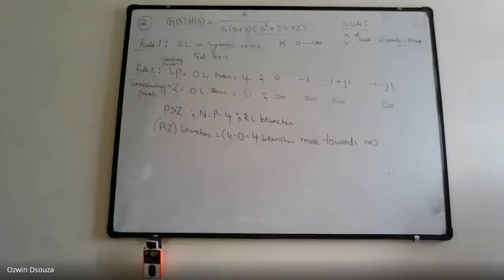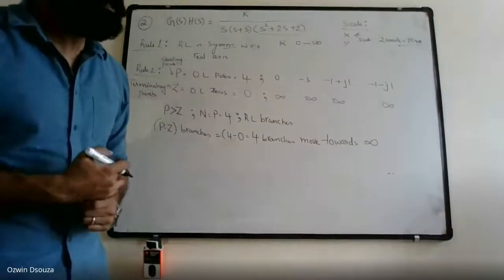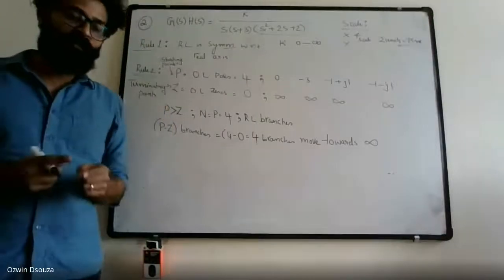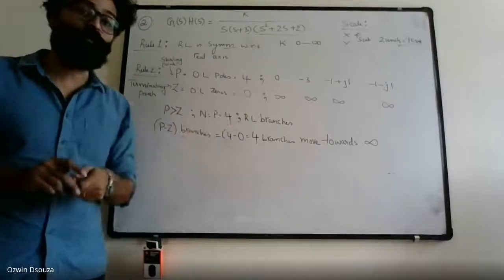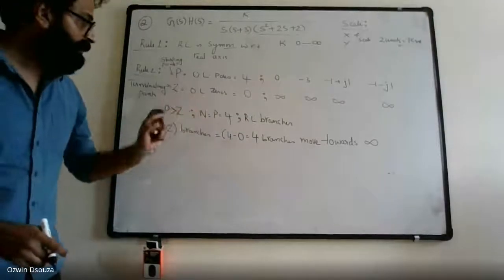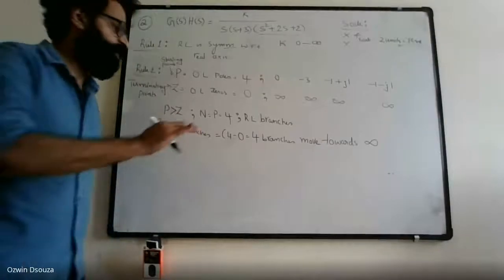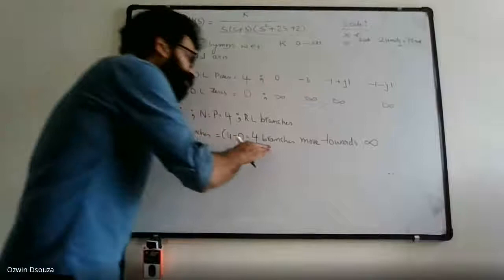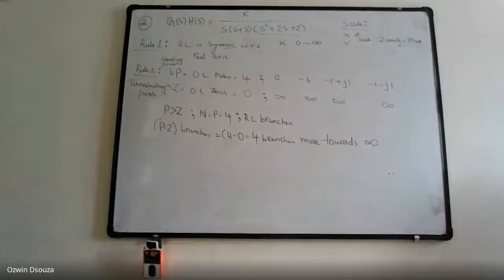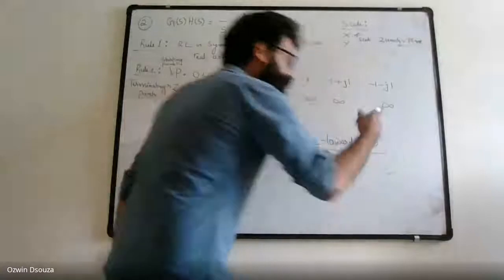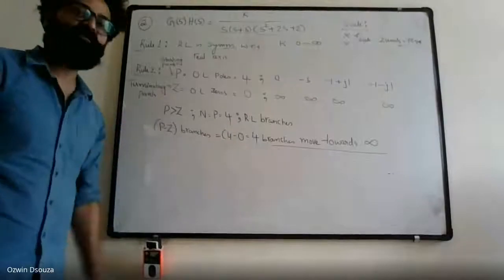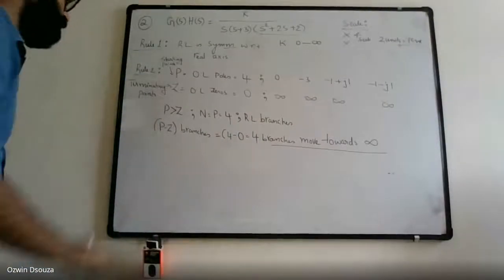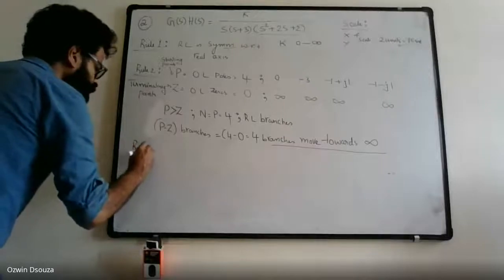The other day, the problem we solved had 2 finite open loop zeros, due to which the root locus branches got terminated at those 2 zeros. But in this problem, we don't have any zeros, so eventually all the branches will move towards infinity. Since all the branches are moving towards infinity, you must get asymptotes as well as a centroid for this problem. Let us see. So that is rule 2.